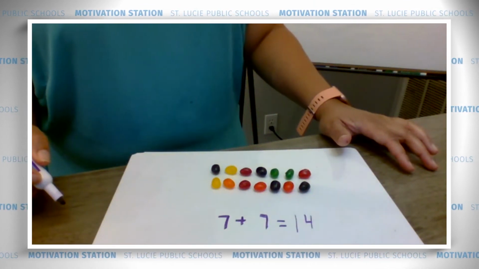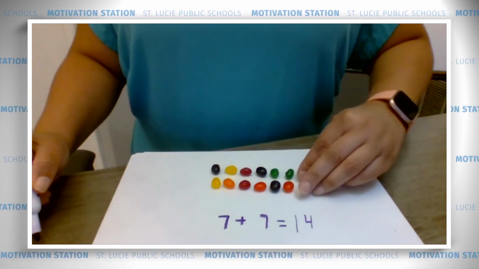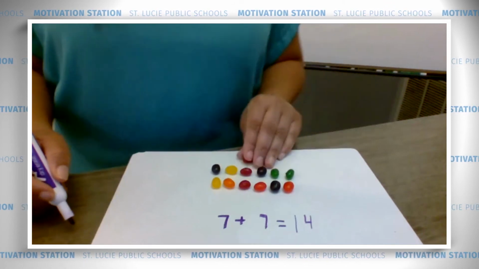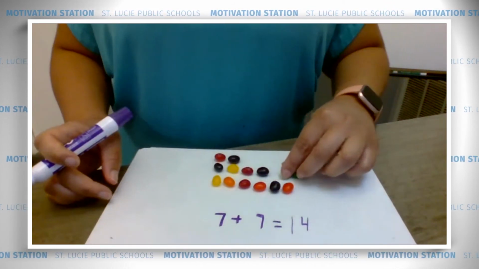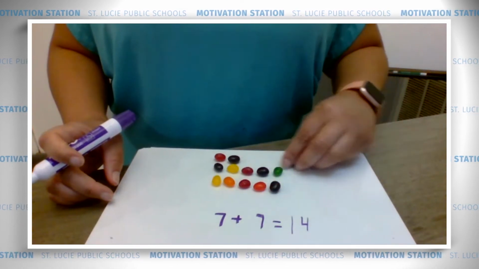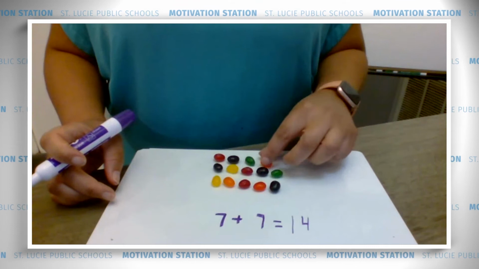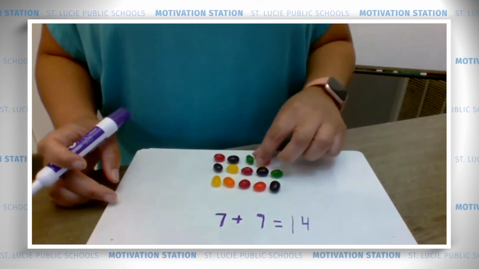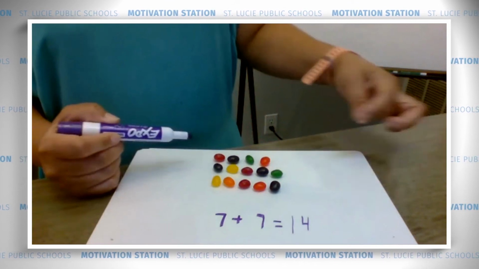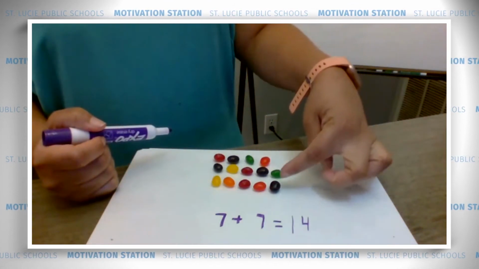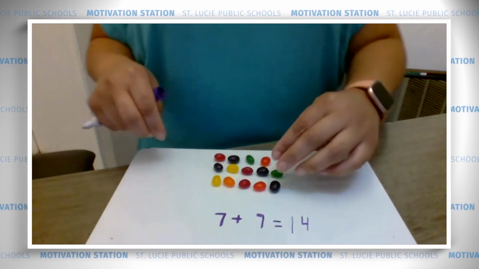Is there another way I could organize these jelly beans? What if I wanted to put them in groups of 3? Let's see, if I put these in 3 rows, I don't have enough to fill up this last row. So I could not organize that by 3s.